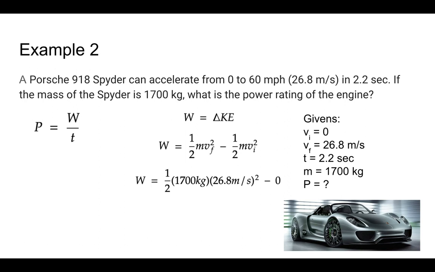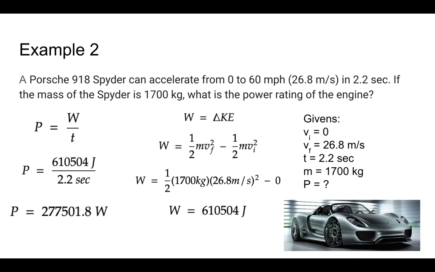So plugging this into my calculator, I end up getting that the work done is 610,504 joules. Now we're going to take that number and plug it into our previous equation, where power is equal to work divided by the time. So we get 610,504 joules divided by 2.2 seconds, and we end up getting a power of 277,501.8 watts.